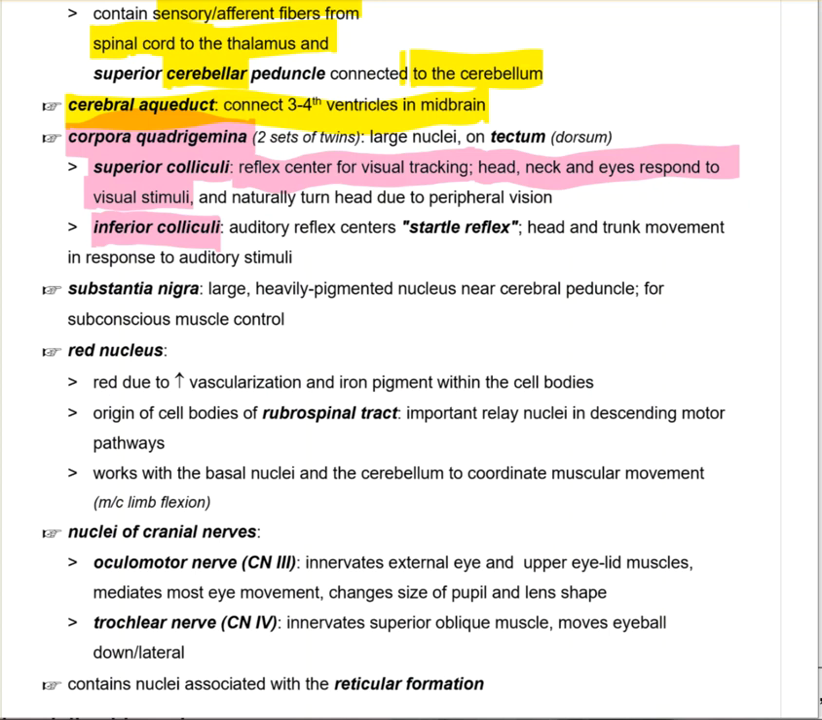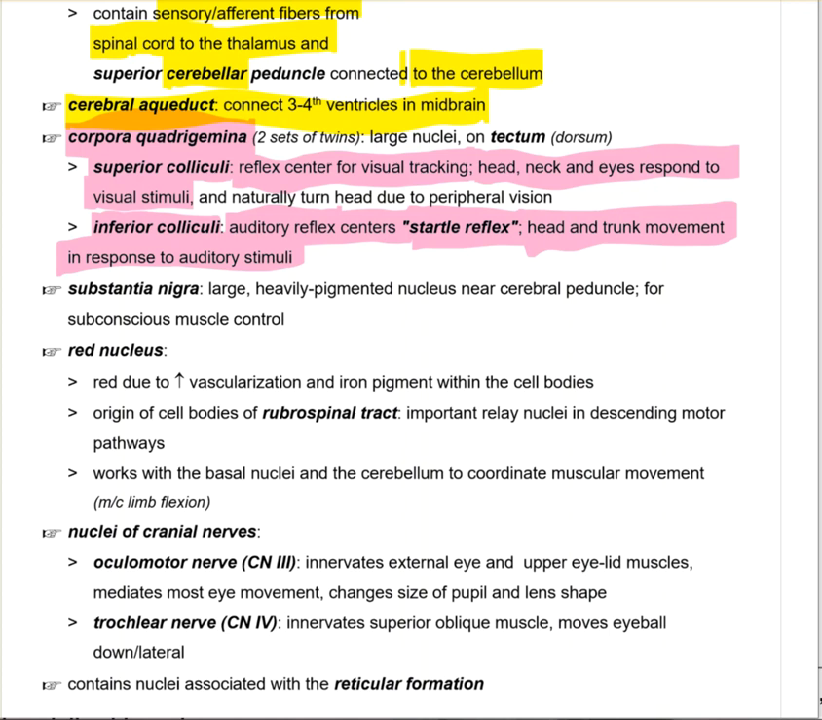The inferior colliculi has a similar one, which is an auditory reflex center, which is our startle reflex. And this is where if someone comes up behind you and yells, boo, and you jump, your head and trunk especially will kind of contract, and it's you preparing yourself because something's scaring you, and you're trying to get your body ready and your head ready to see what's going on and react to it. Okay, and so this is in response to auditory stimuli. Head and trunk movement in response to auditory stimuli.